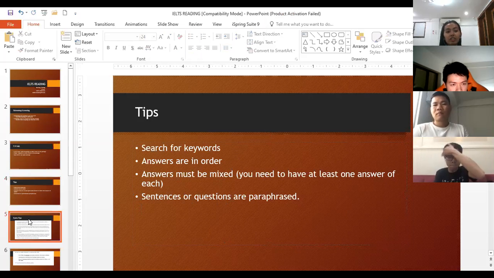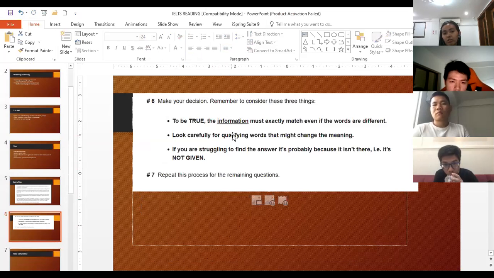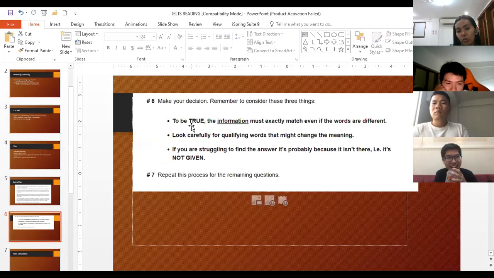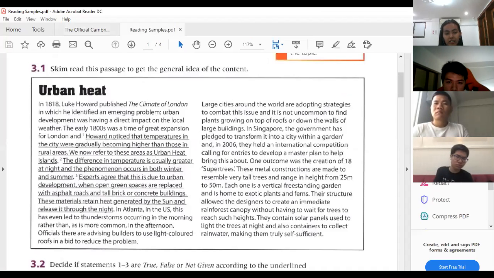Okay. So I put some extra tips for you as well to see by yourself at home. So like Makara said, if it's true, the information must be exactly the same as the words in the passage. If it's false, it's the opposite. If it's not given, you cannot find that in the text. So we'll go to another quick practice.